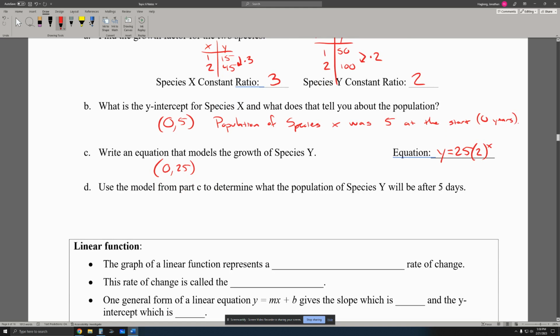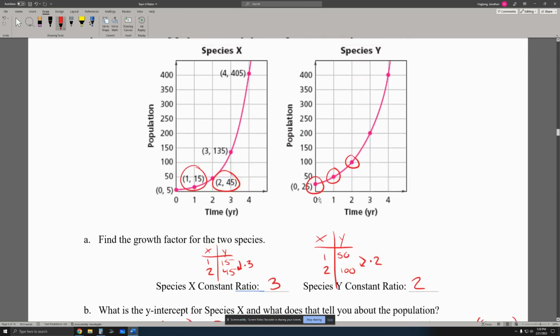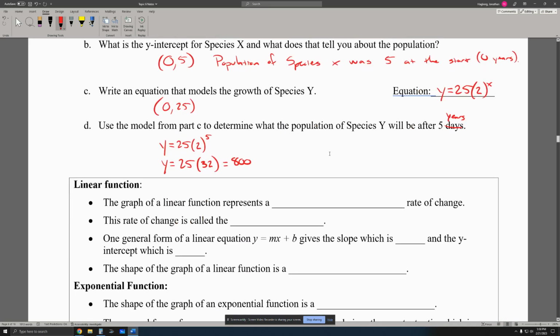So here we have the population of species Y is going to be y equals 25 times 2 to the x, which remember is the amount of time in years. Because we want 5, we can go ahead and evaluate. So we have 25 times 2 to the 5th. Well, 2 to the 5th is 2 times 2 times 2 times 2 times 2, which is 32. And if we were to multiply 25 times 32, we would get 800. So then the population is 800. Do we have units on that? Nope, just 800.